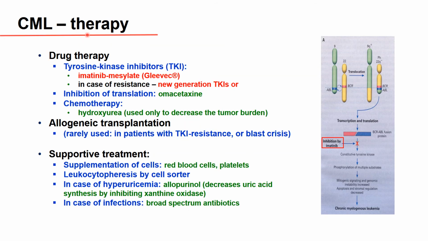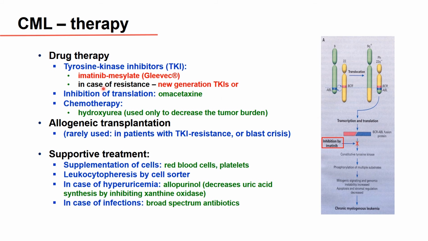Therapy of the CML. The drug therapy that they developed is a tyrosine kinase inhibitor. That was the old one, the first one that they discovered, that's Glivec or imatinib mesylate. And what it does is usually inhibit this tyrosine kinase that will cause the proliferation.